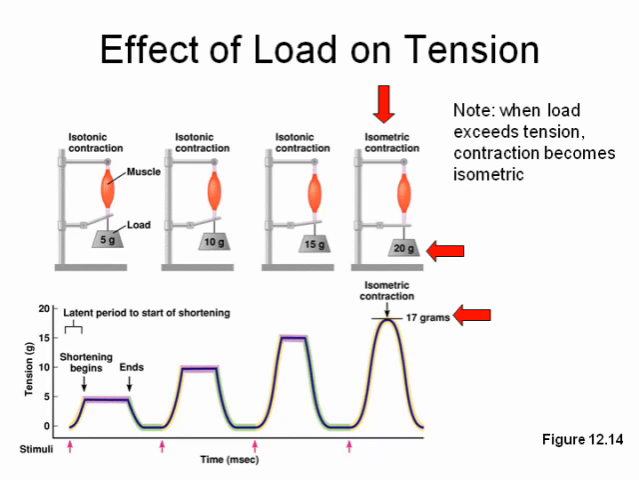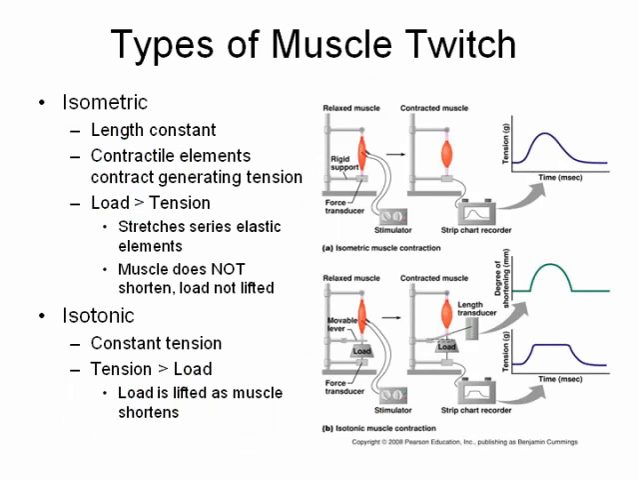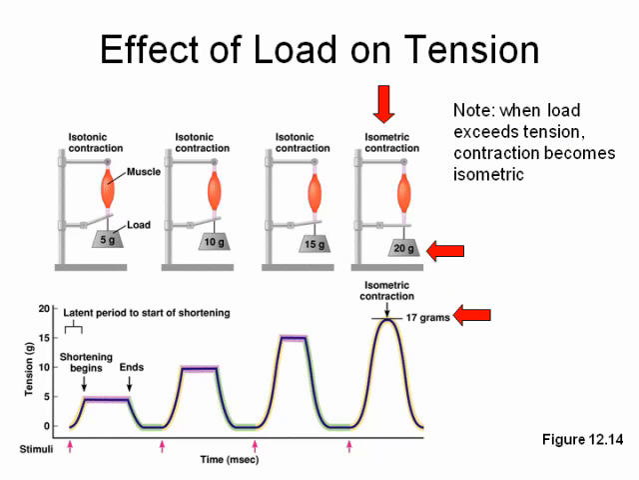So how does the load affect the tension? Well, as we increase our loads here, going from 5 grams, 10 grams, 15 grams, up to 20 grams ultimately, the first 3 contractions are isotonic, in that the muscle can shorten because it can generate a tension that exceeds the load. So again, isotonic contraction. The tension exceeds the load. So we have shortening of the load. You can see this because this lever is moving upward. It's being pulled up along with the load.